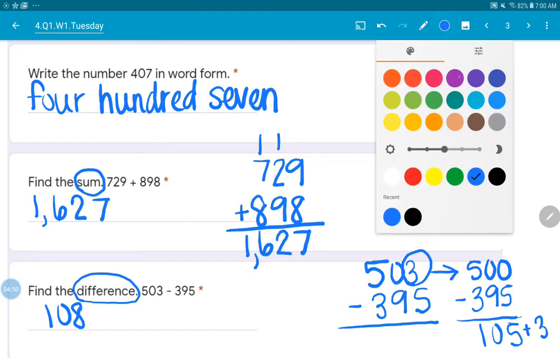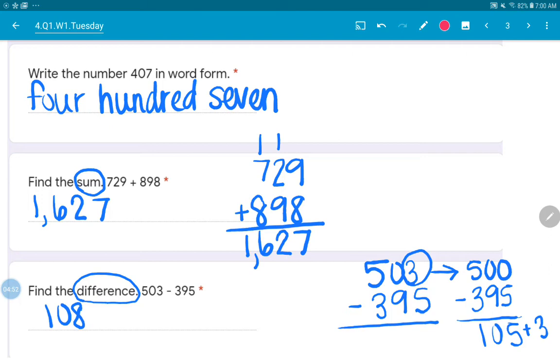I can check that by adding my difference, or the answer, 108 plus 395. And if I did it correctly, I will get the answer that I started with of 503. So 8 plus 5 is 13. I'm going to write down my 3. Carry the 1. 1 plus 0 plus 9 is 10. Write down the 0. Carry the 1. 1 plus 1 is 2. Plus 3 is 5. I got 503, which is the original number we started with. So I know that my answer is correct.